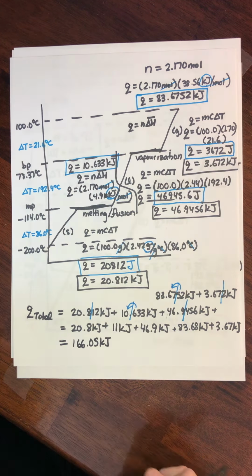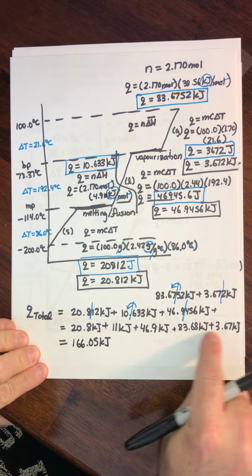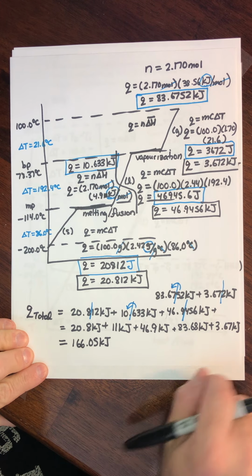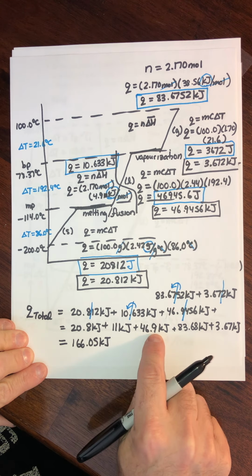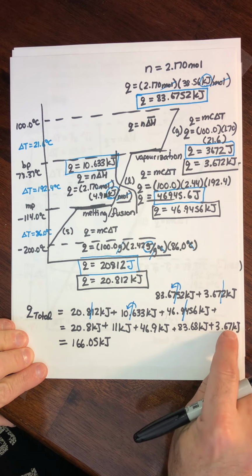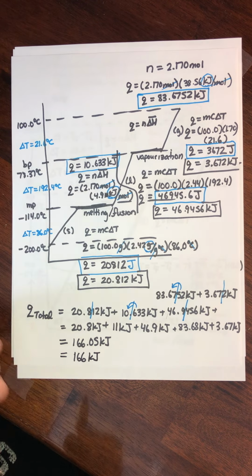Again, if you want significant figures, when you're adding, it's all about the least number of decimal places. So 1 decimal place, no decimal places, 1 decimal place, 2 decimal places, and 2 decimal places. So the least number is none. So this would round to just 166 kilojoules.